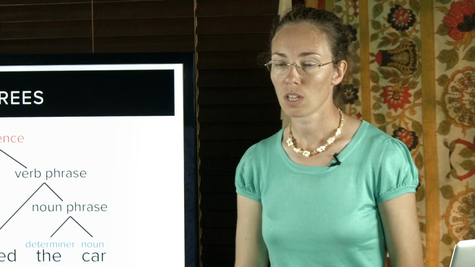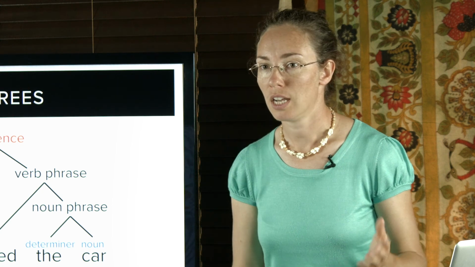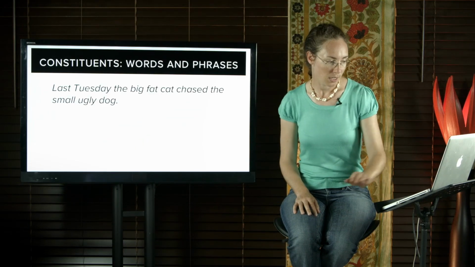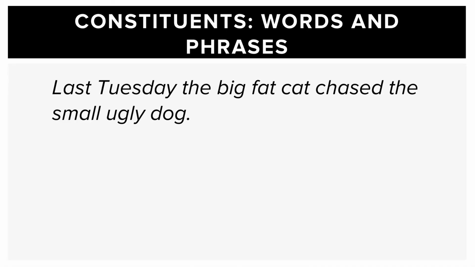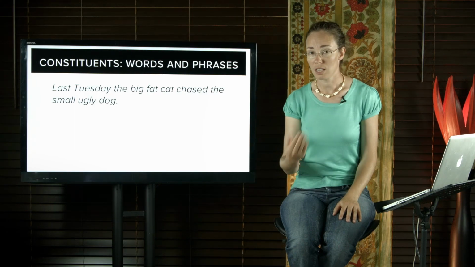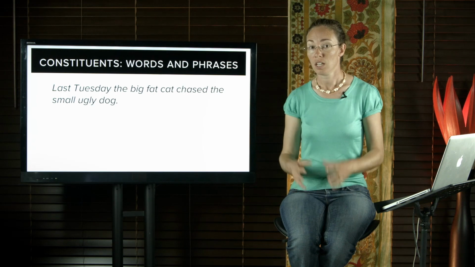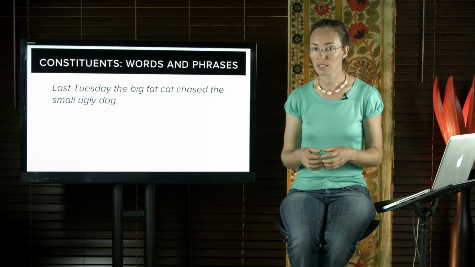In most languages, words can't just be put together in any order. For example, look at this sentence. Last Tuesday, the big fat cat chased the small ugly dog. You can understand the meaning of that sentence because of the way the words are grouped together into phrases, in the way that English grammar requires.